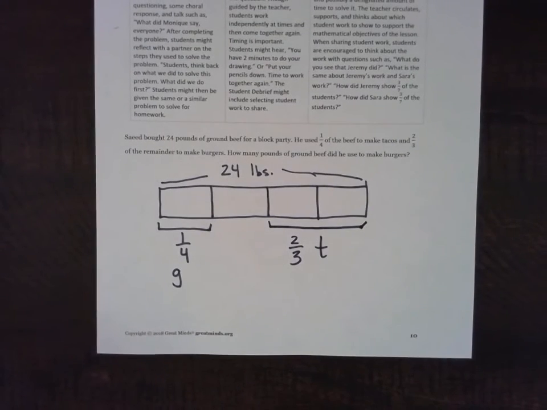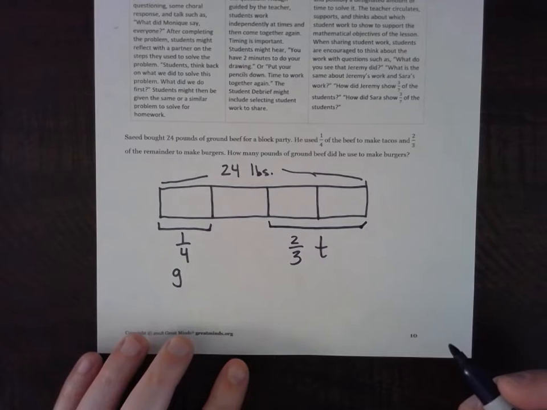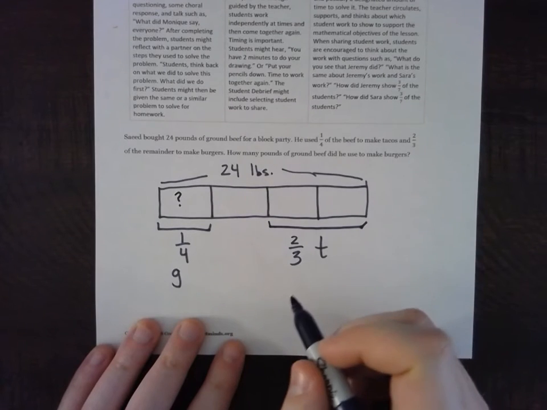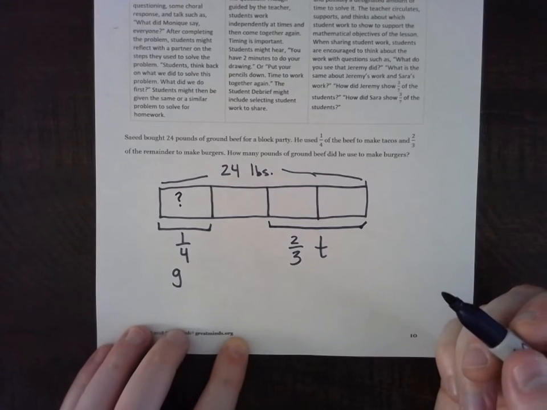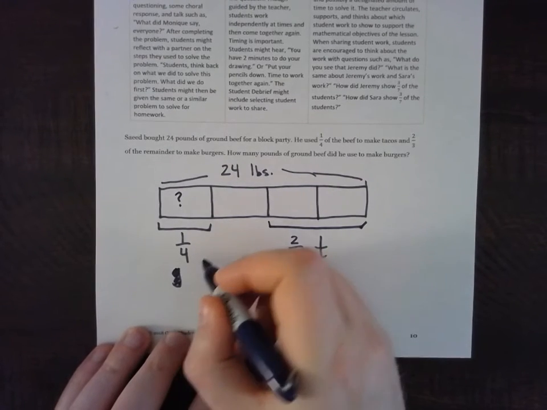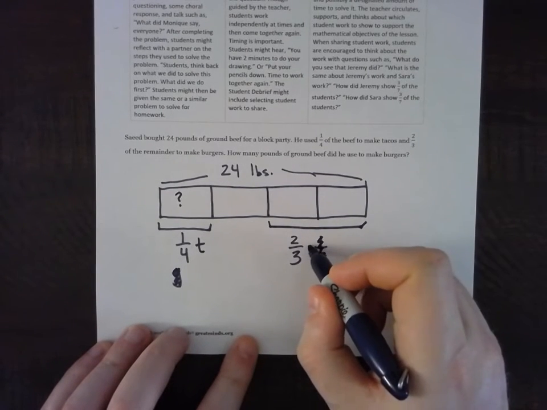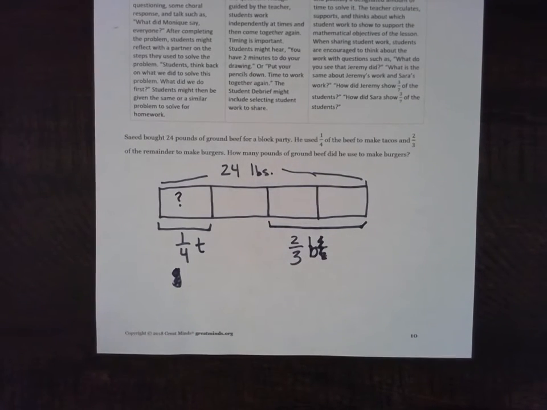Okay. So the question we're figuring out now is how many pounds of ground beef did he use to make burgers? So my question mark, my variable, what's my unknown? My unknown is how much one of these boxes is going to be to figure out how much he used to make burgers. I think I have those reversed, so we're actually going to make this 1/4 for tacos, and this is going to be 2/3 for burgers. We're going to do it that way. It's a little messy now, but that's okay. We make mistakes and we learn from them, and that's great.